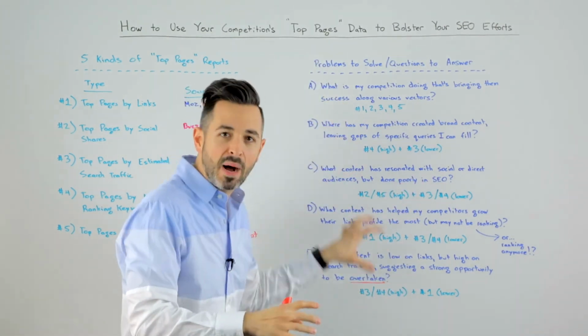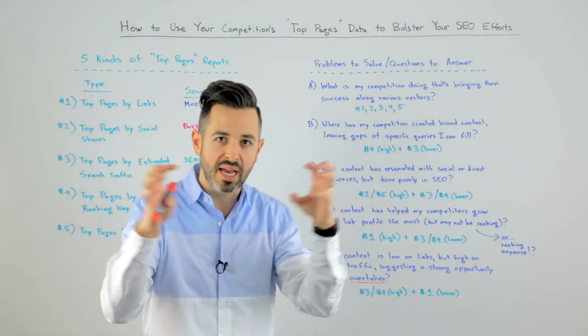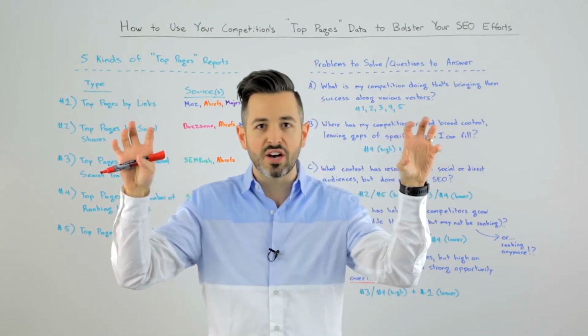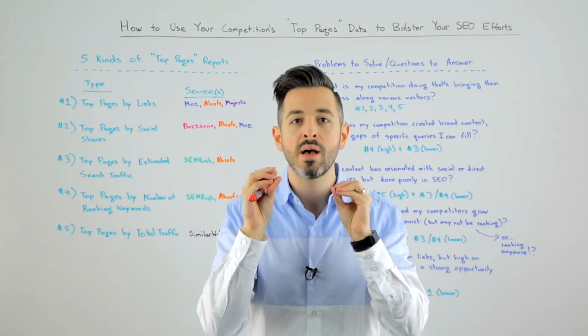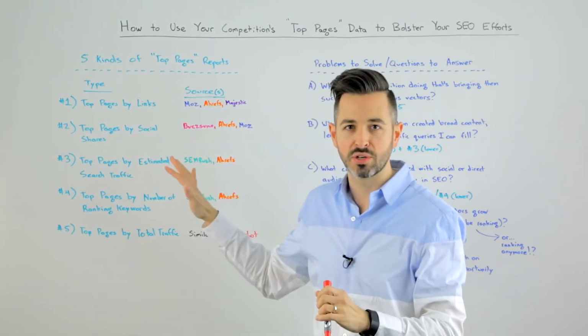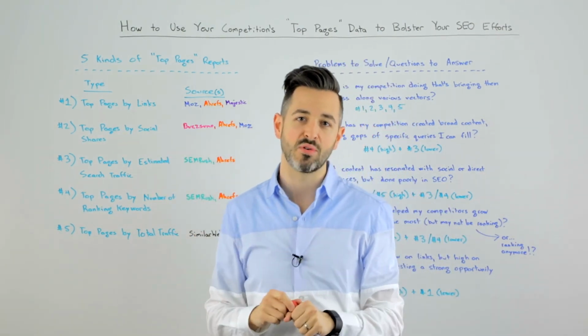So you can see how by mixing and matching these things and by comparing top pages data from multiple sources against one another, you can get some really cool, powerful, advanced SEO opportunities in your content and keyword targeting.